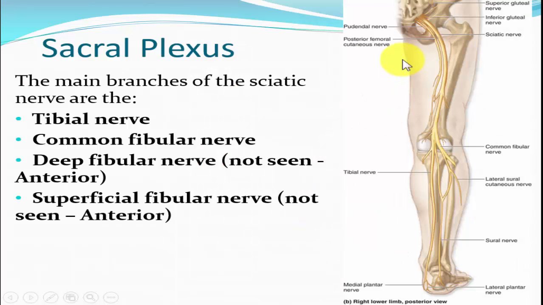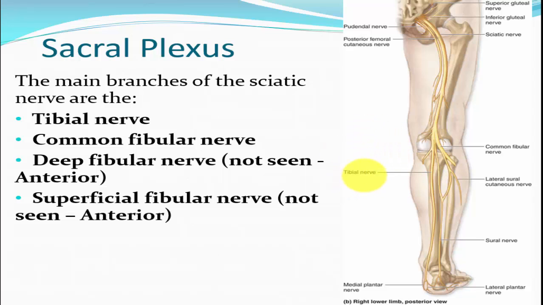Your sacral plexus is personally a lot easier to trace the flow. So it's going to come off of S4 to L4 and basically split to that sciatic nerve, and that sciatic nerve is such a large, thick structure, and split down into tibial and common fibular nerve. And then after that, it's going to split down a little bit farther into the deep fibular nerve, which is not seen on the anterior view, and then superficial fibular nerve, which is not seen as well.